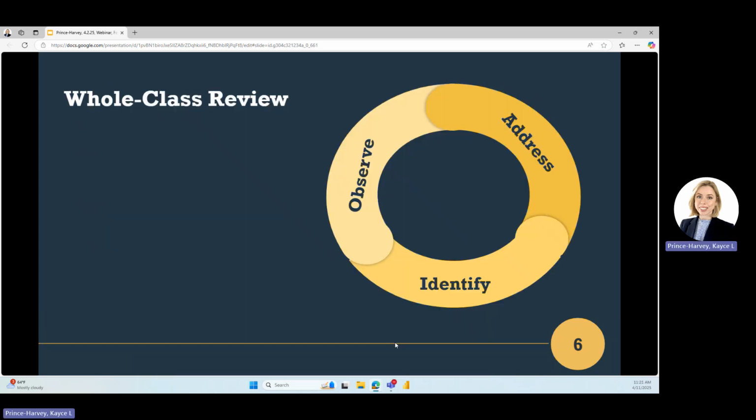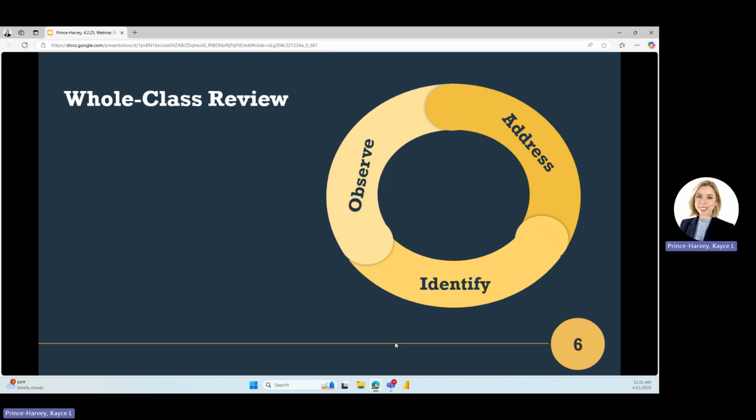Another option for providing that formative feedback is to do a whole class review. This provides an opportunity to address those common needs or issues with student work early on, and it uses models to target those needs. This helps to prevent the need to give the same feedback over and over again once you get towards the end of the work production cycle.